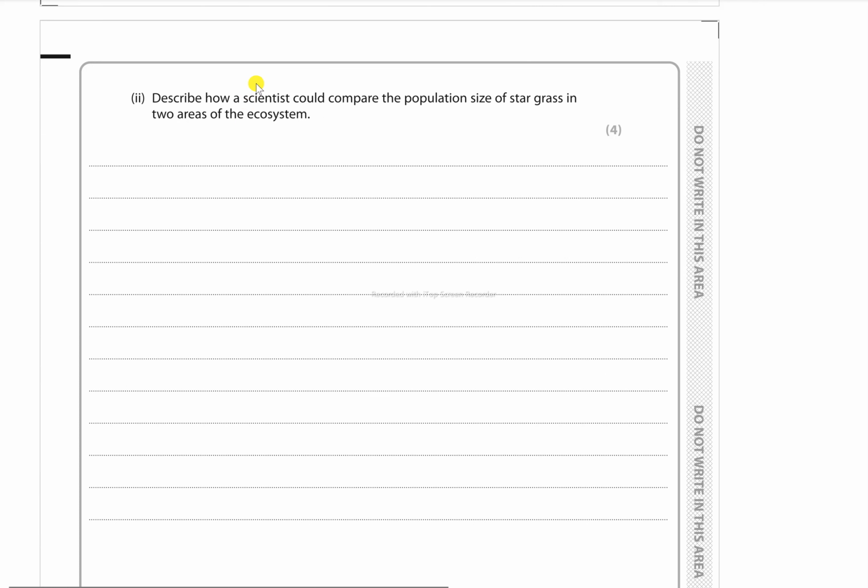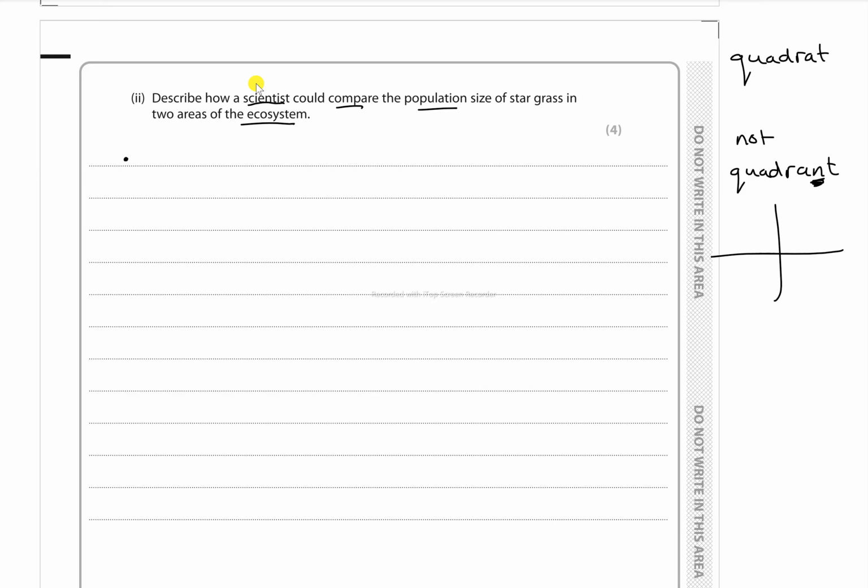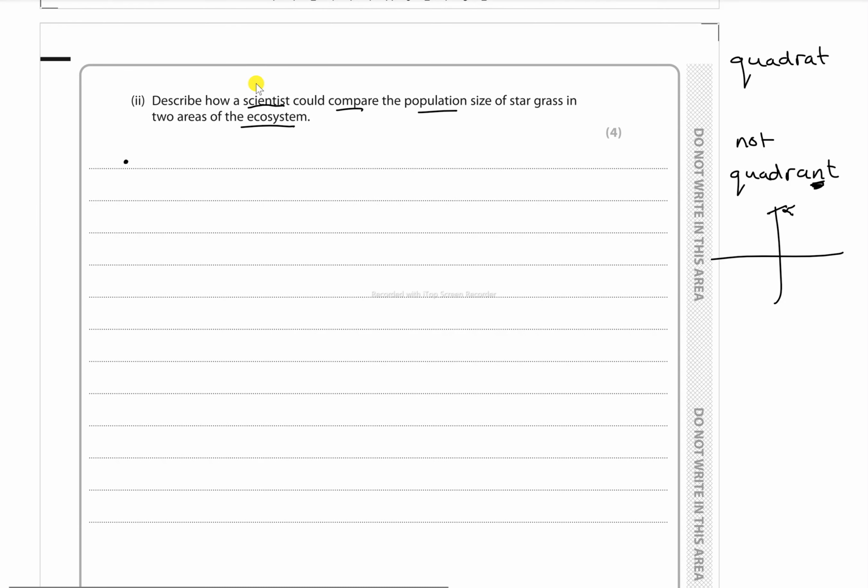Right, describe how a scientist could compare the population of two ecosystems. So this is again the use of the word quadrat, not quadrant. That is a quarter of an axis grid. If you've got your x and y axes, that's your y axis, that's your x axis, this is a quadrant, it's another quadrant, another quadrant. It's not that, it's a quadrat.